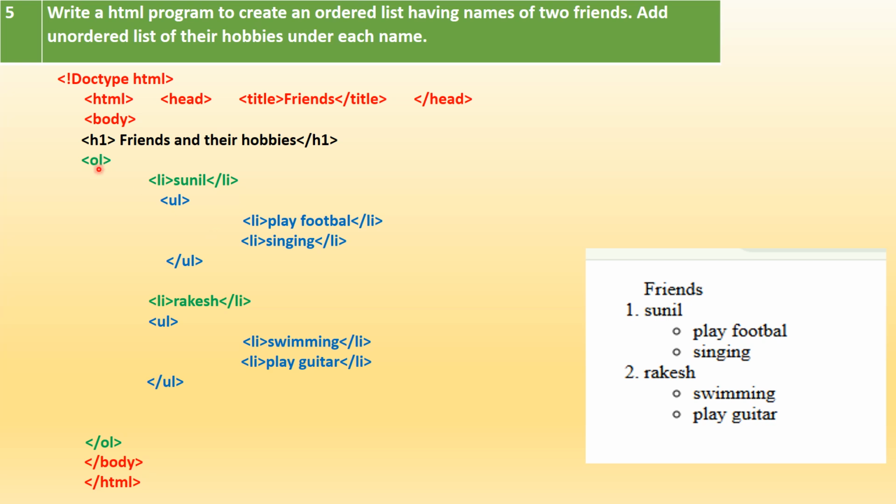So you can see here, this is an ordered list, the two items of ordered list. There is an unordered list. Again, there is an unordered list. So this unordered list you're closing here, and this unordered list you're closing here. So these two items belong to Sunil and these two items belong to Rakesh.